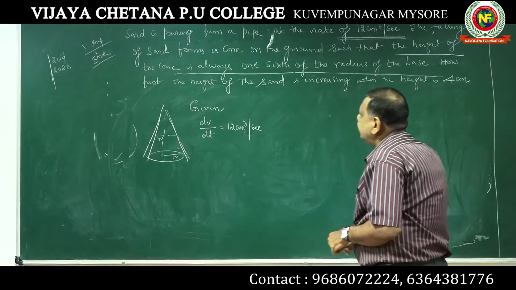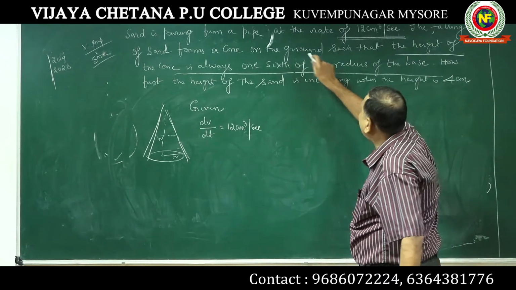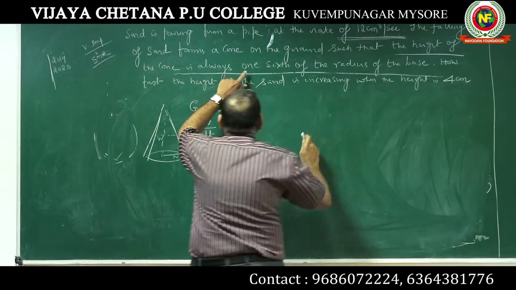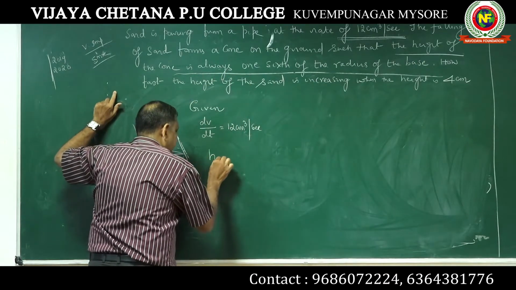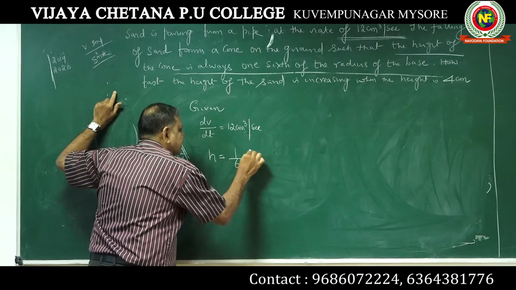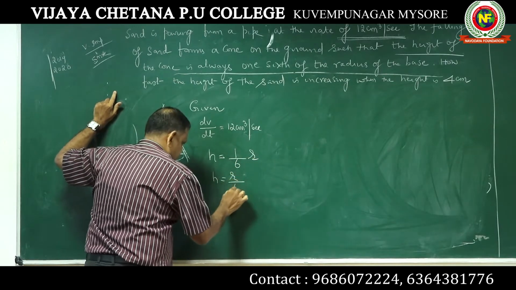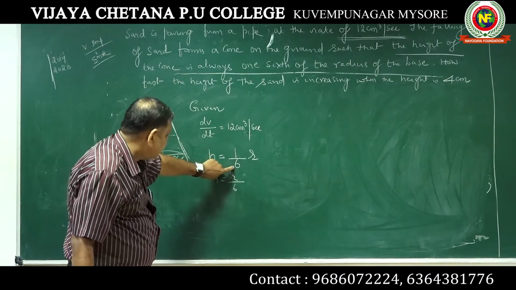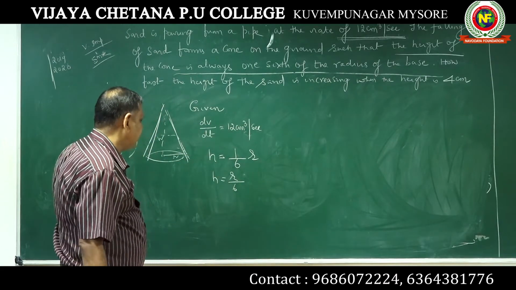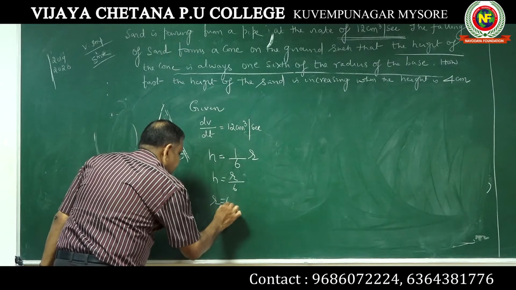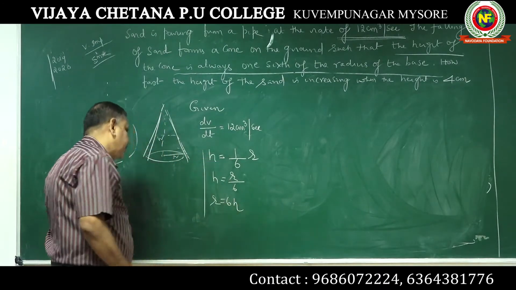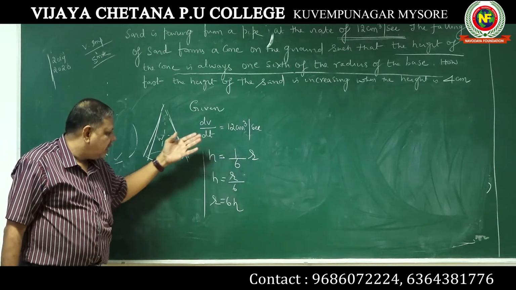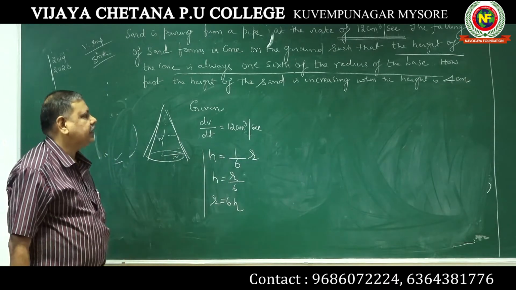That is one thing. Next, the sand forms a cone on the ground such that the height of the cone is always 1/6 of the radius. So height h is 1/6 of the radius, or h is equal to r by 6. This is another important thing. What they have given is height is always 1/6 of the radius, or h is equal to r by 6, or r is equal to 6h. So these are another important thing. Given that dV by dt, h is equal to r by 6, or cross multiply, r is equal to 6h.